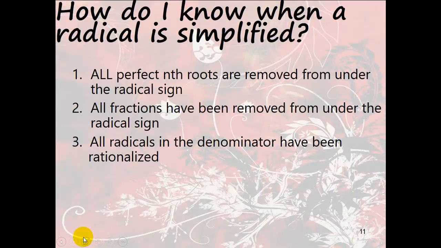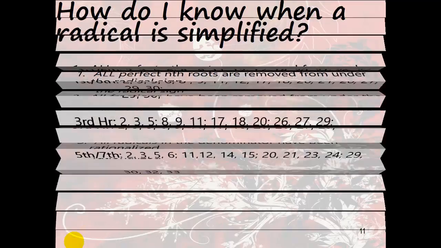All right, how do I know when I'm simplified? All the perfect nth roots are gone. All the fractions have been removed from under the radical sign. There are no radicals in the denominator. This is our daily assignment.